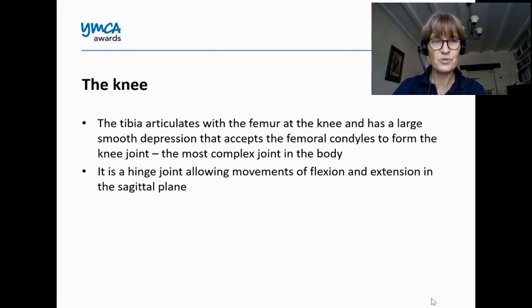So here we go, just what I've said. The tibia articulates with the femur, and it has these little dips and depressions to allow the femoral condyles to form the knee joint. And as I'm sure you know, the knee and the elbow are hinge joints. At hinge joints, you get flexion and extension in the sagittal plane, as opposed to the hips, where we get abduction and adduction in the frontal plane.